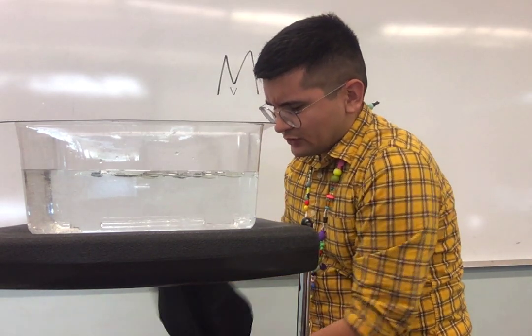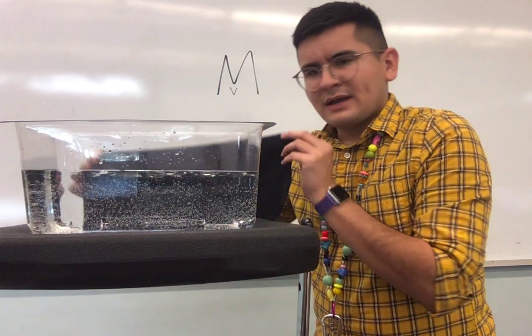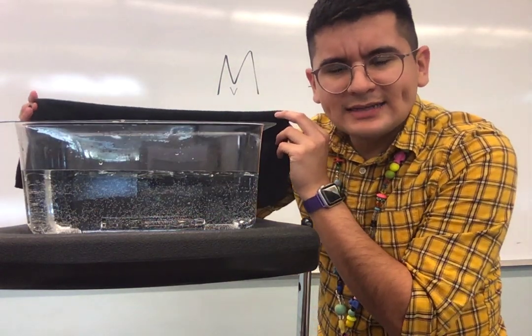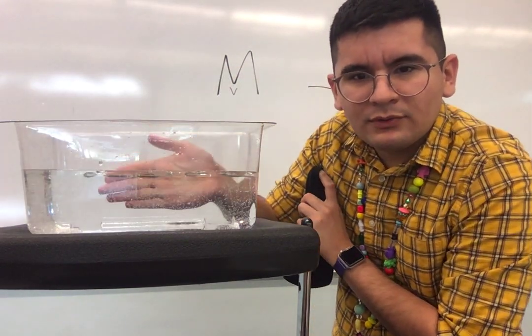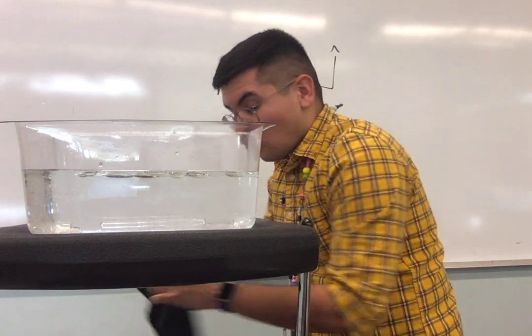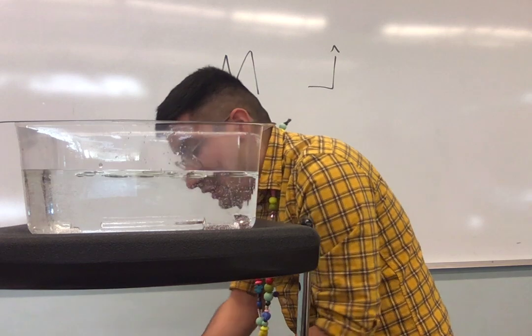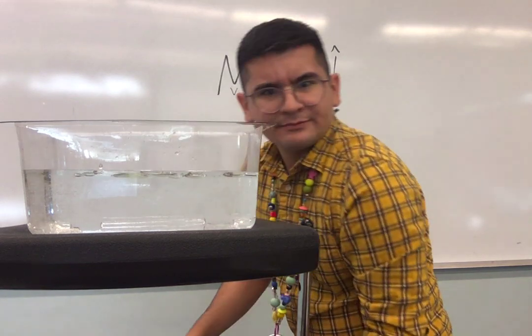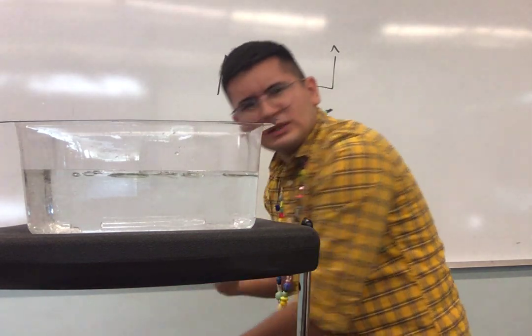Let's see if I can show you a little bit better with this black background. You can kind of see it on top. Boop. You see those little bubbles right here? That is the oil. So the oil is floating. So what does that mean? Is oil more dense or less dense?